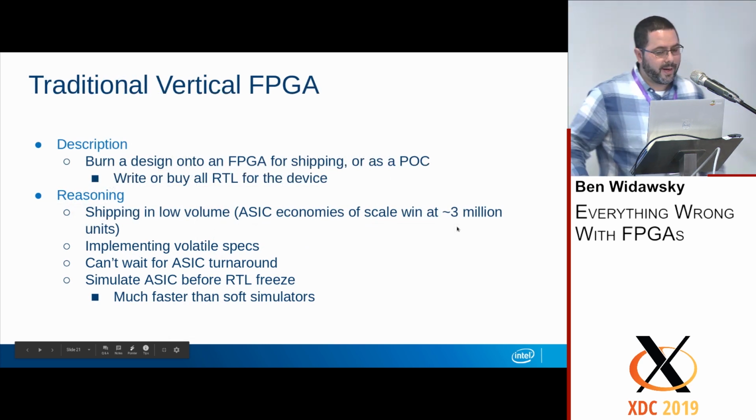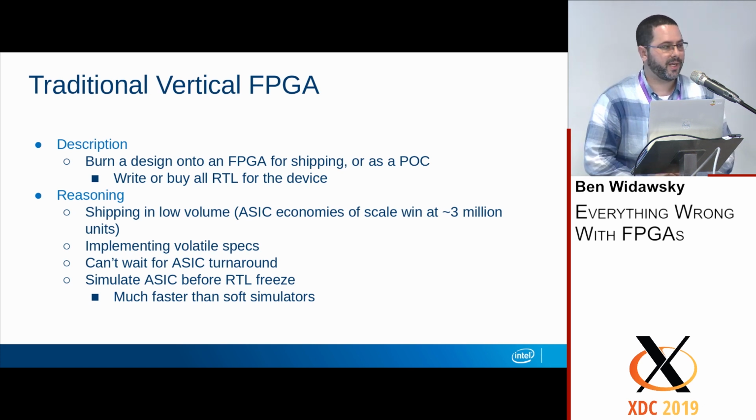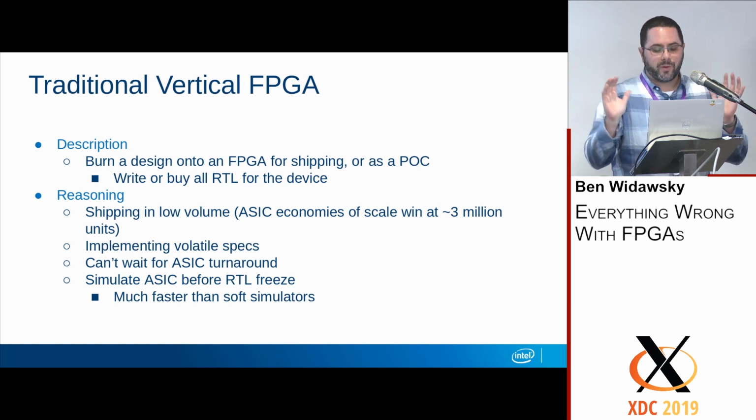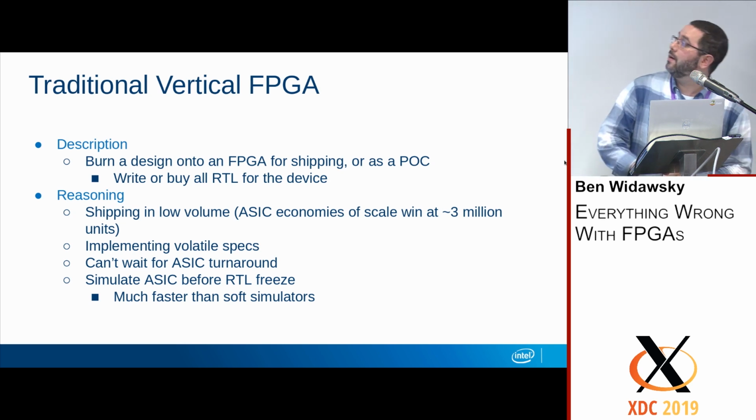Okay, so we're going to talk a little bit about how FPGAs are used. The traditional thing, which is sometimes called the vertical FPGA, is exactly what probably most of you think of when you think of an FPGA. Someone goes into a room, they have an FPGA on their desk, they're trying to get all the RTL for it. It has a specific function, maybe it has multiple functions, but generally it's just this offload card of some sort. And there's a few reasons you might want to do that.